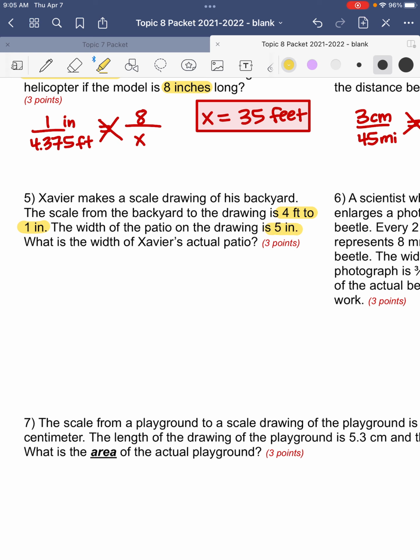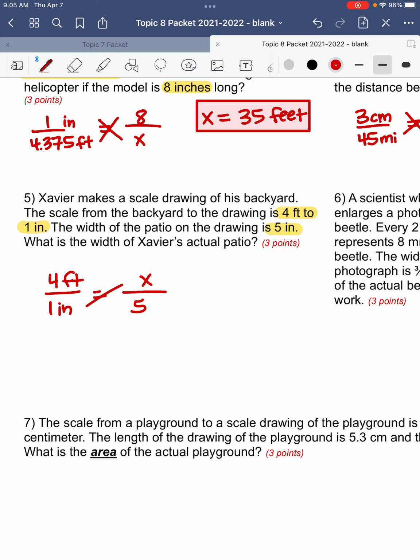Okay, so usually we set this up as model to actual, but it really doesn't matter as long as you keep your units on the top and bottom the same. So because it was written as 4 feet to 1 inch, I'm just going to do it that same way. So 4 feet over 1 inch. So this is telling me that my feet need to be on top and my inches need to be on the bottom, right? So the only other measurement I know is 5 inches. So because it's inches, I'm going to put it on the bottom, and I'm trying to figure out the feet on the top. So now I'm ready to cross multiply.